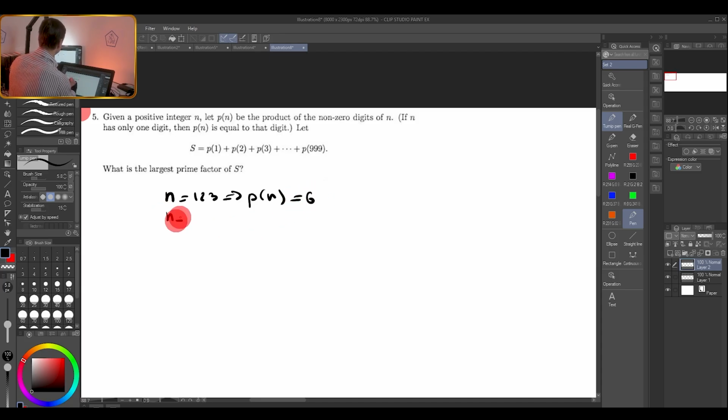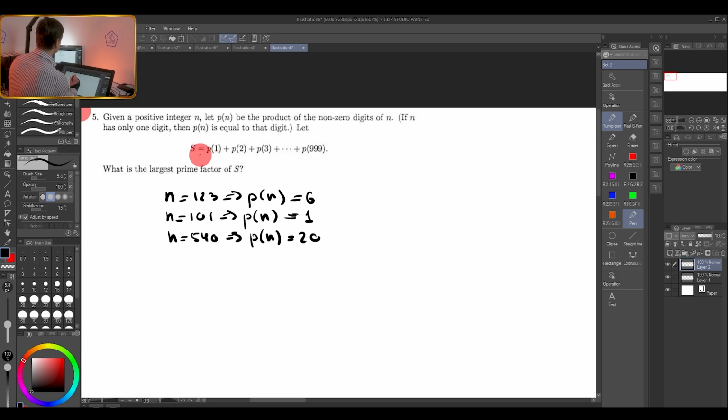But if we have a number like 101, then when we calculate the product of its digits, we should only calculate non-zero digits, so only non-zero digits should be included, and in this case it's equal to 1 times 1. If we have a number like 540, then the product of its non-zero digits, p of n, is 20. So as simple as that.